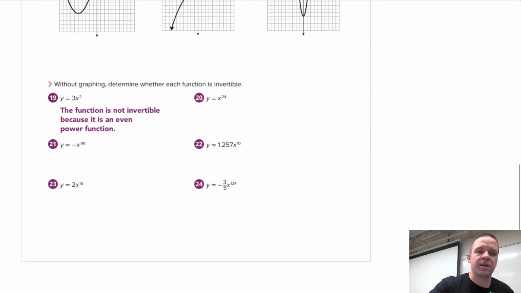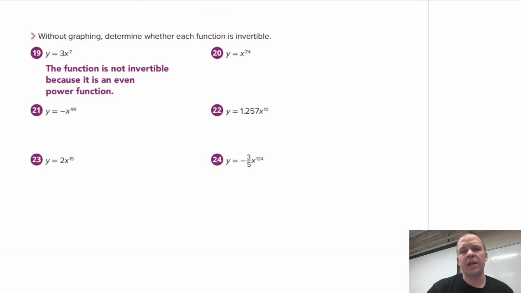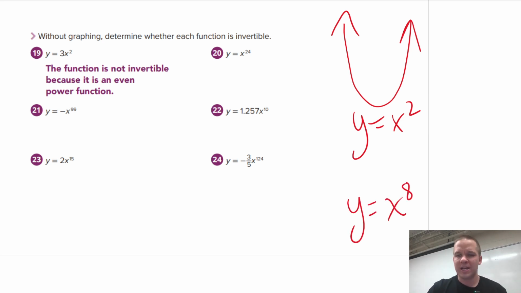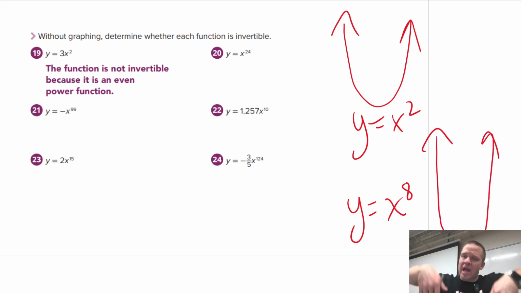All right, guys, the last one's here. It says, without graphing, determine whether each function is invertible. Interesting. Without graphing. I kind of like graphing, but whatever. I'm pretty sure we could come to the conclusion that any even degree, whether it's just your y equals x squared or higher degrees that flatten out and get really steep, all look like that U shape or an N shape. Are they going to pass the horizontal line test, which would mean that it is invertible?